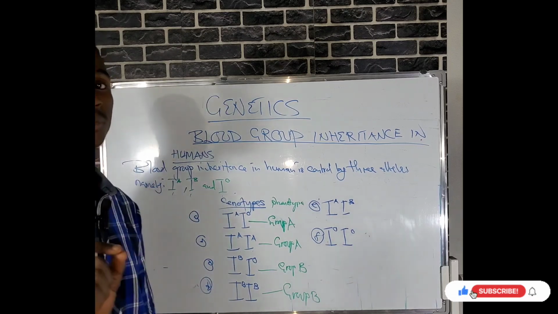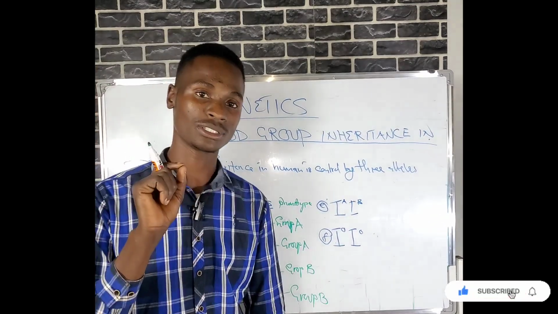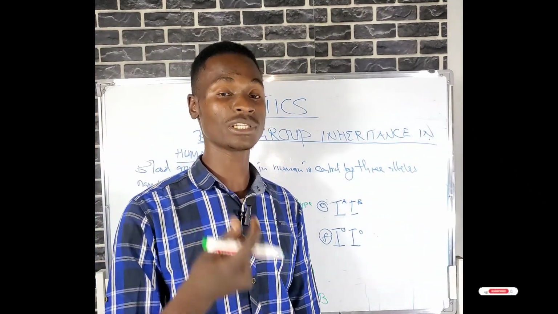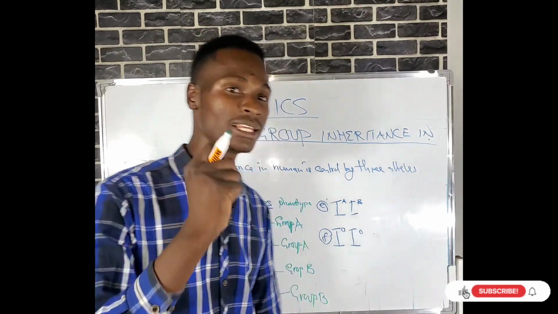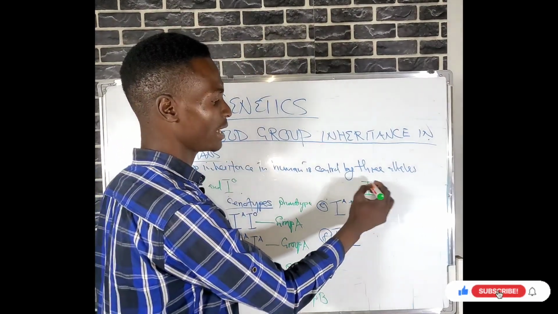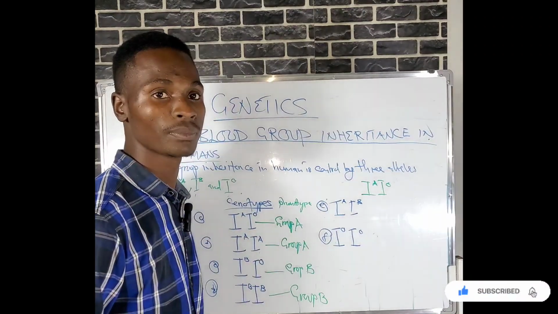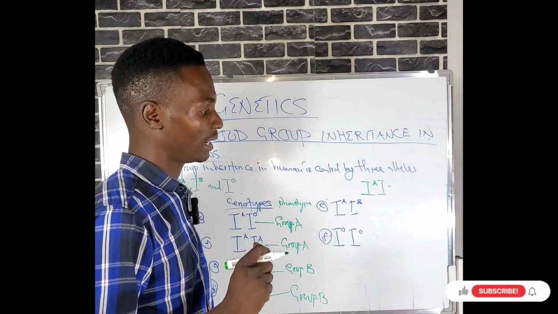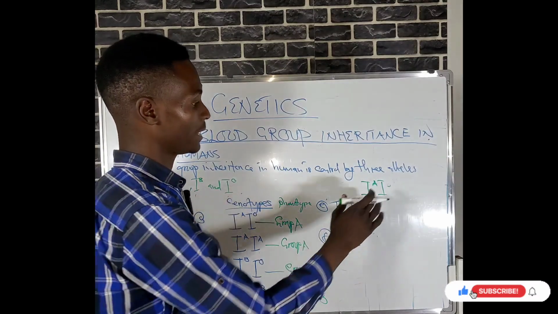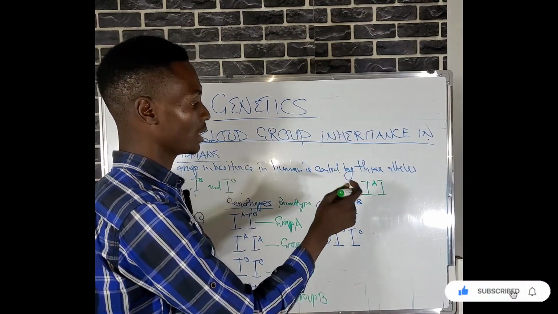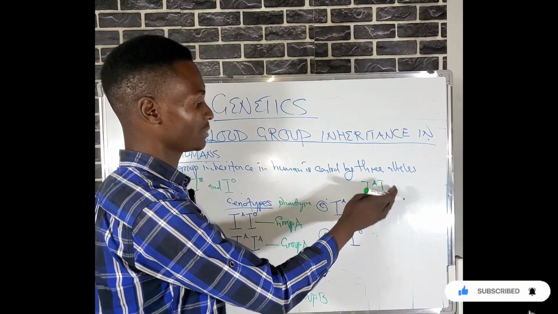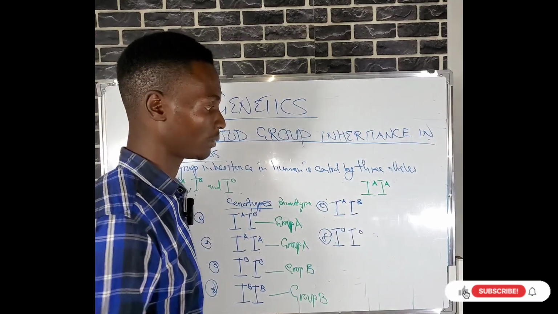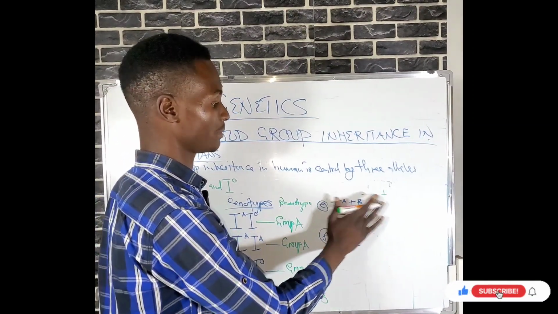So if they ask you to do a genetic crossing between a man with heterozygous blood group A, what should come to your mind is that heterozygous A is A O. You can't say A A, because that is not hetero. Hetero means made up of different alleles, whereby one is dominant and the other one is recessive. If it's A A, this is homozygous.